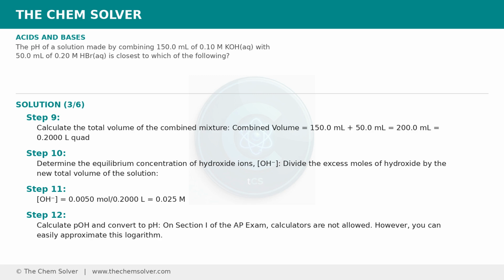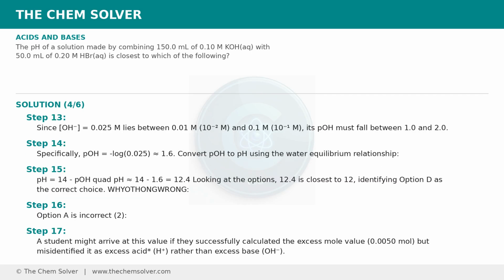Calculate pOH and convert to pH. On Section 1 of the AP exam, calculators are not allowed. However, you can easily approximate this logarithm. Since OH⁻ equals 0.025 molar lies between 0.01 molar, 10 to the power minus 2 molar, and 0.1 molar, 10 to the power minus 1 molar, its pOH must fall between 1.0 and 2.0. Specifically, pOH equals negative log 0.025, approximately 1.6.